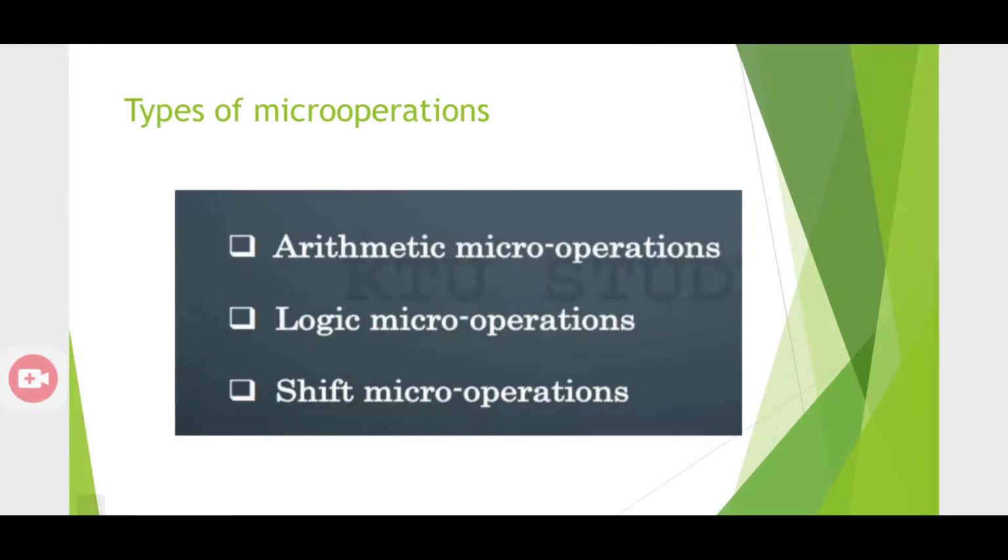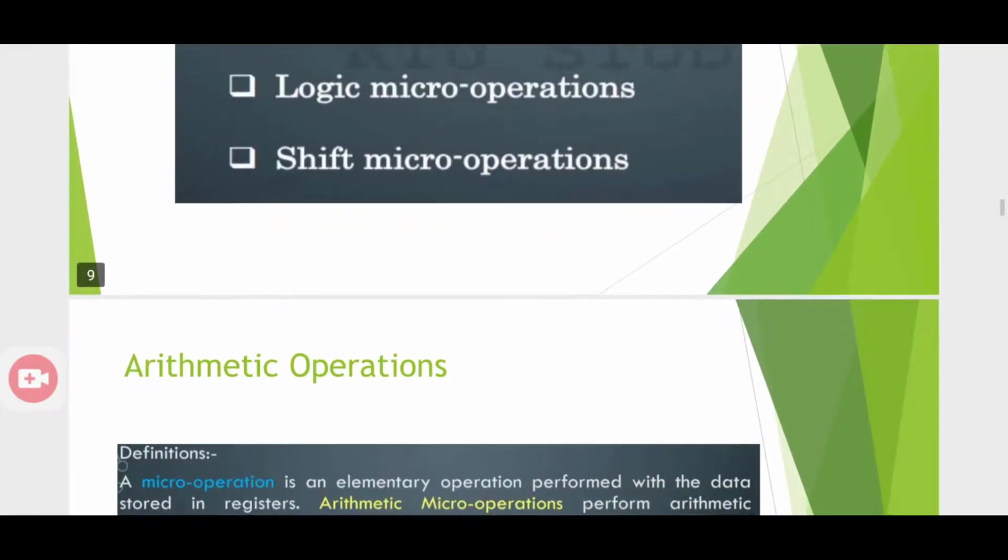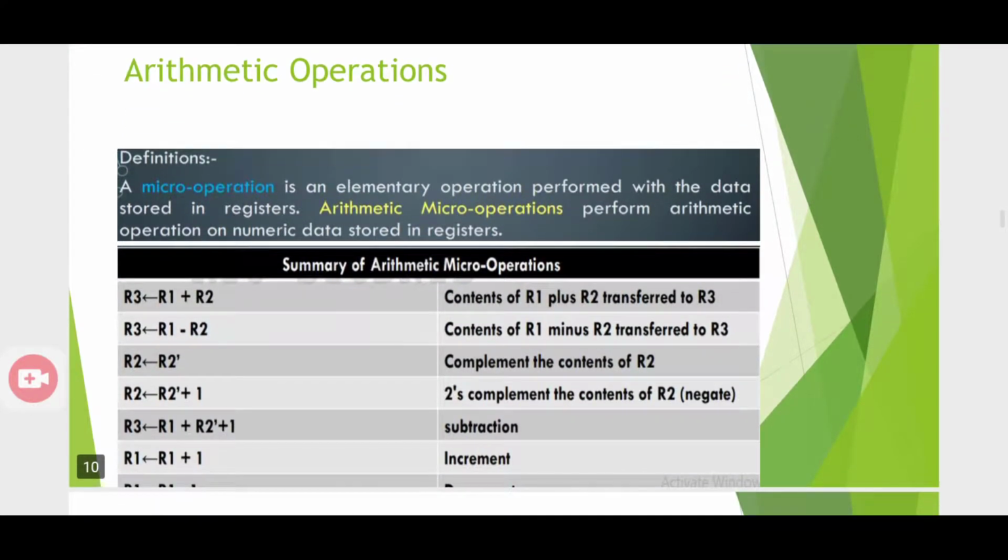Next we have arithmetic, logic and shift micro operations. First one is arithmetic operations. As we have already studied, by the ALU we can perform all arithmetic and logical operations, right? So for representing these operations, we have arithmetic operations as well as logical operations. Actually, a micro operation is an operation performed on the data that is stored in the registers.